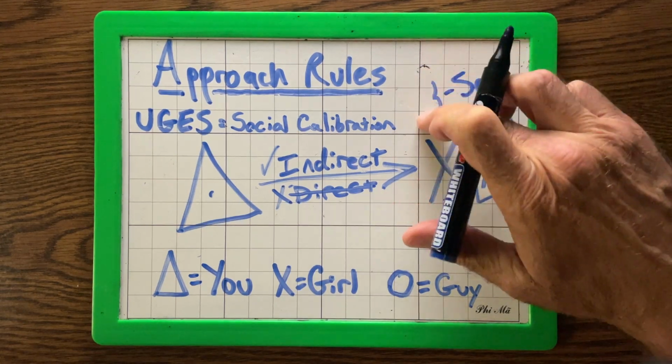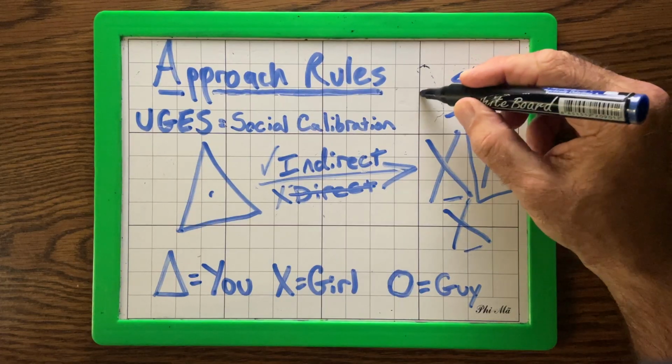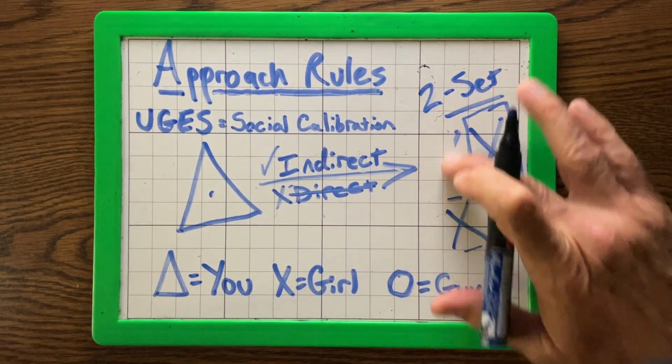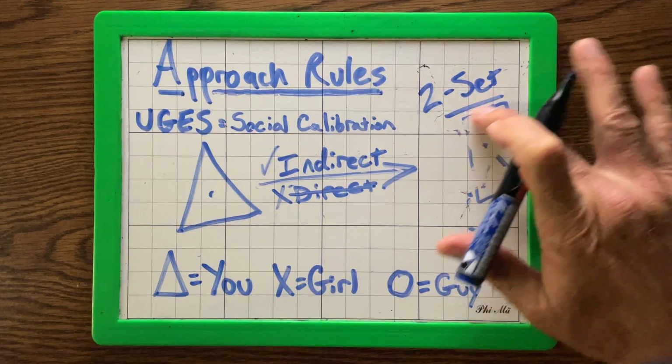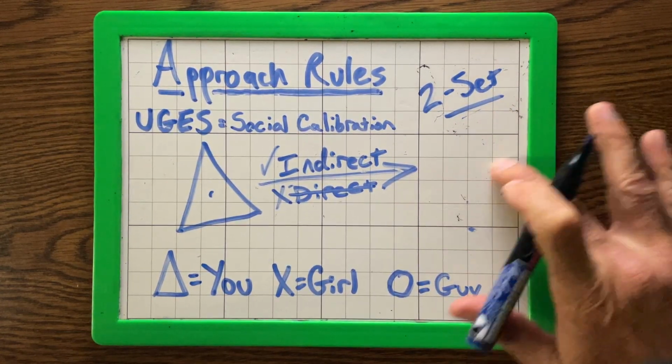Okay, let's go back for a sec. Let's go back to a 2 set, but now we're going to have a man and a woman.